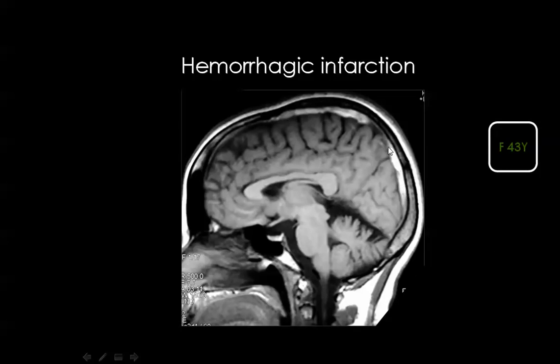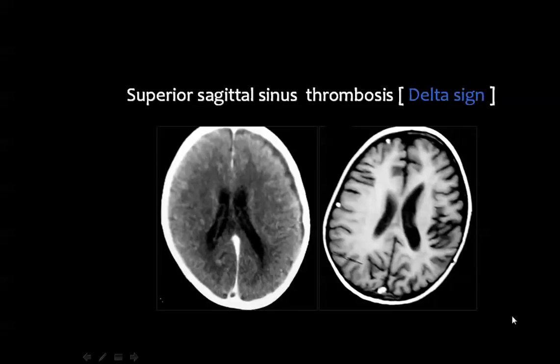In order to identify clearly the sinus thrombosis, you should have the sagittal T1 weighted images, and I have explained the anatomy of these sinuses in the first lecture. Then before the era of MRI, we referred to this sign which is known as the delta sign by CT after contrast injection, and you'll see the thrombus as a filling defect inside the enhancing superior sagittal sinus, giving the delta appearance.